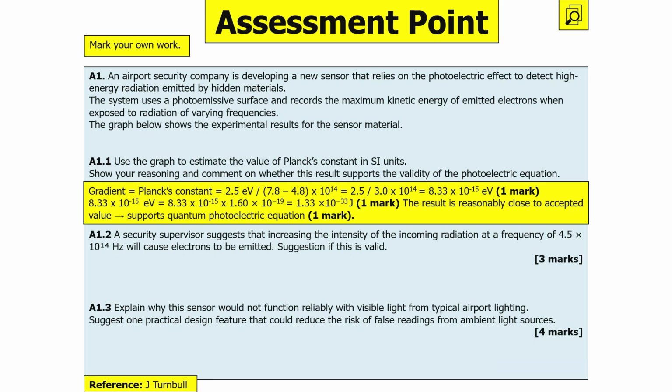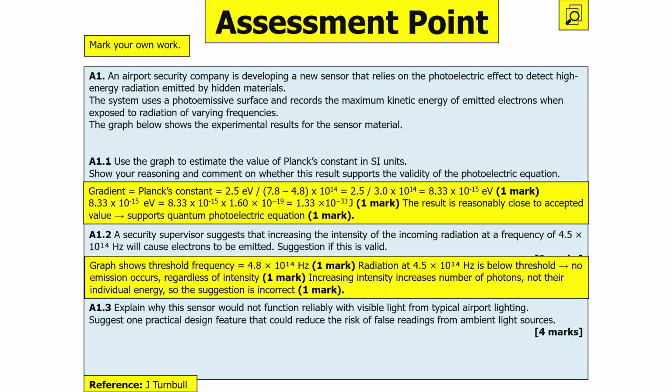Next, what we can say is that the graph shows that the threshold frequency, which is the x-intercept, must be 4.8 times 10 to 14 Hz. So therefore radiation at 4.5 times 10 to 14 Hz is below the threshold. No emission occurs regardless of intensity. Increasing intensity will increase the number of photons, not their individual energy, so the suggestion is incorrect.